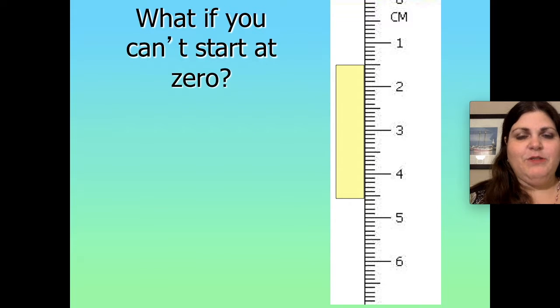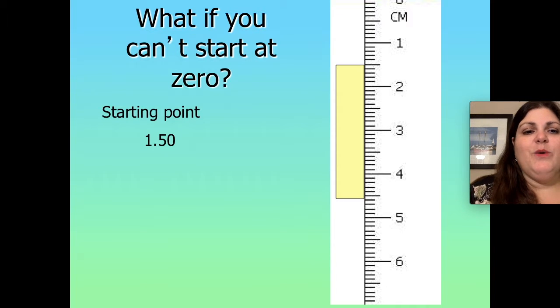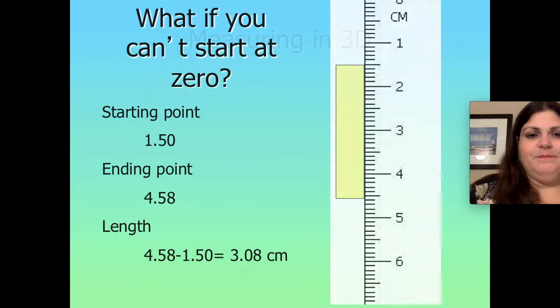This is pretty obvious to most of you, but remember, you can't always get your ruler right up at 0, depending on the shape or the size or where you can fit your ruler in. So remember, if you don't start at 0, you want to make sure you subtract your starting point from your ending point to get the overall length of the object.